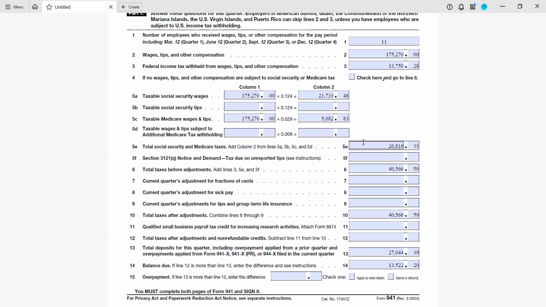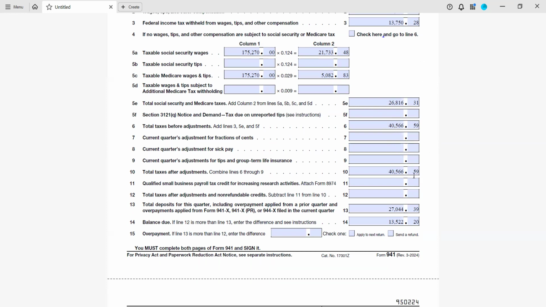So the total for lines 5A through 5D is $26,816.31. And we're going to add that to the amount up here that they choose to have withheld from their wages. And that's when we get here to line 6, we have $40,566.59.